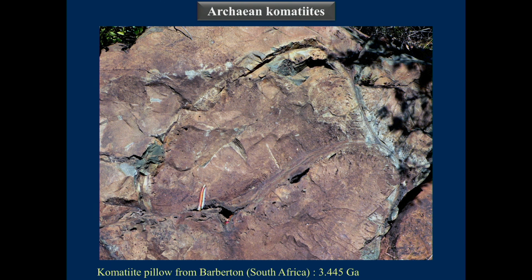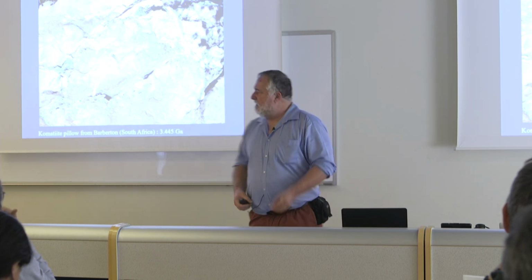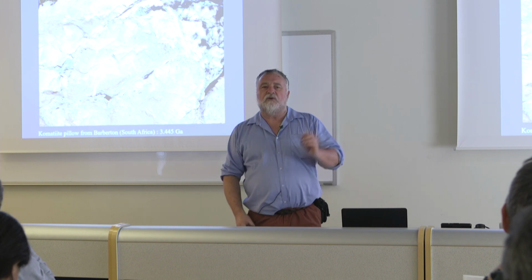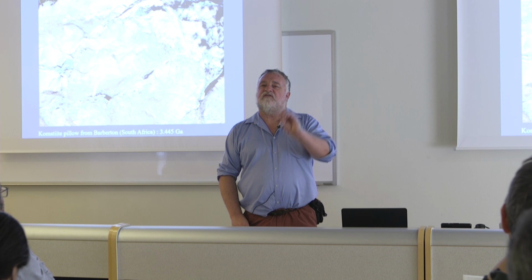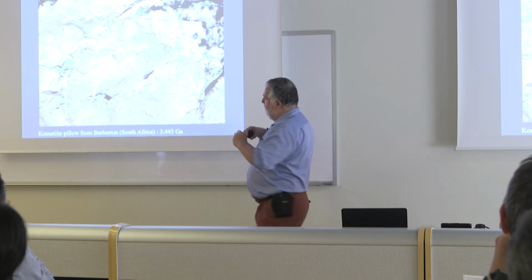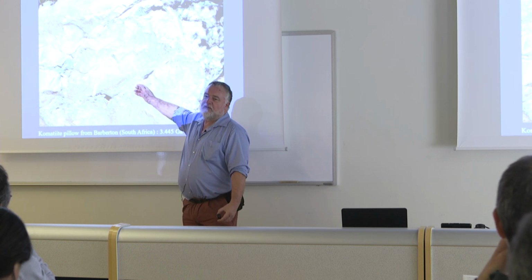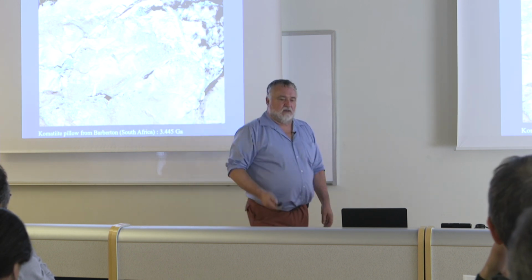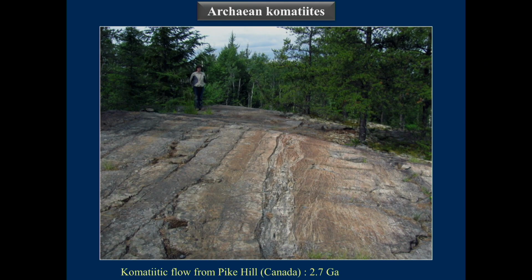Komatiite is an ultramafic rock. That means there is a lot of olivine and so on. And this kind of rock is known only before 2.5 billion years ago. That means that after 2.5 billion years, the Earth was not able to produce this kind of magma. So we can find pillow lava, so emplaced underwater, but we can also have lava flow, just like here in Canada.